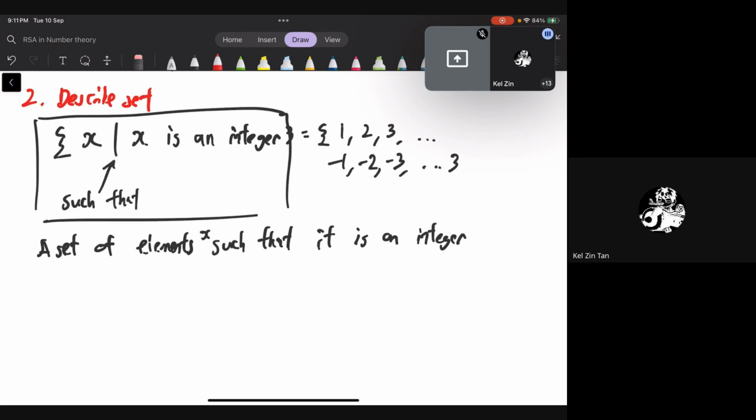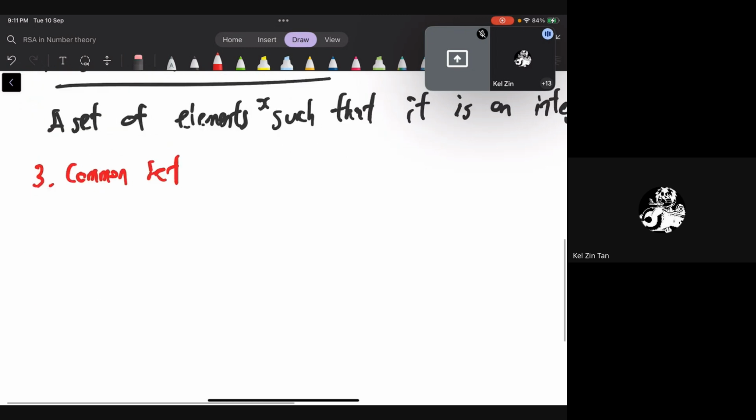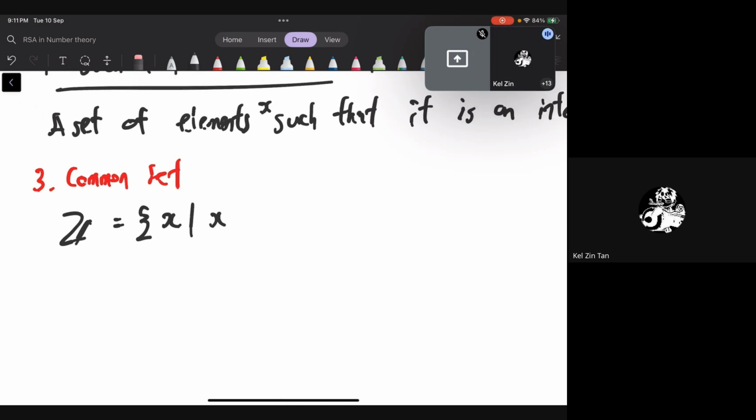Now let's look at some of the common sets that we often encounter. The first is the integer set. We denote the integer set by Z, usually with a line here to indicate that this is a special set. Like I described just now, it is all the integers. Maybe I should use the roster notation here: negative infinity, then -2, -1, 0, 1, 2, and all the way to infinity. So this is the integer set.